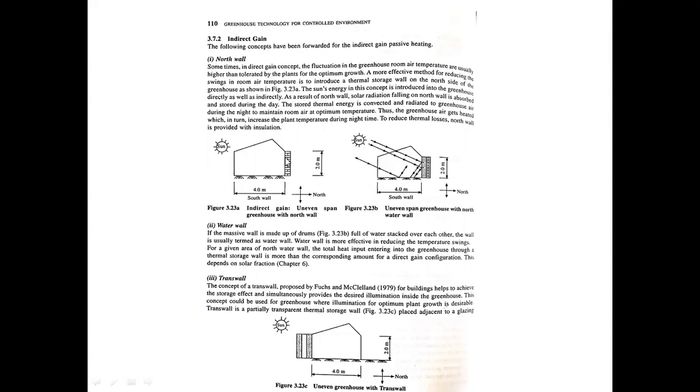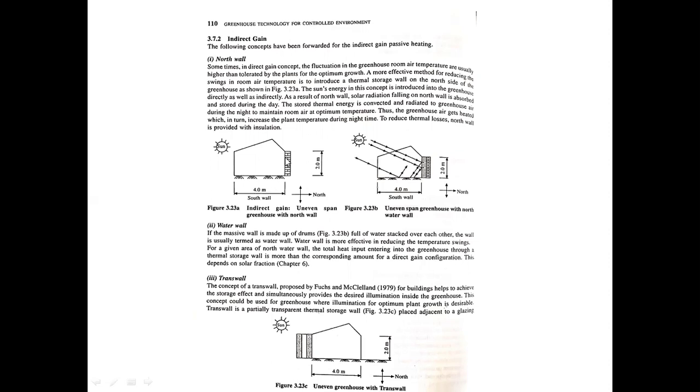Okay, so in this type, a black colored drum full of water is kept at the north side, which takes the solar radiation. The solar radiation is stored in the form of hot water or warmness in the water, and it is transferred or converted into radiation during night time. Okay, so this is about water wall.